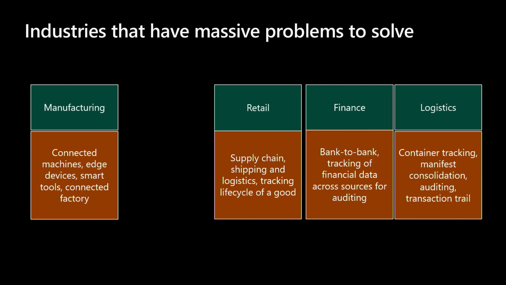These aren't all the industries, by the way, but things like manufacturing, retail, finance, logistics. They have these massive problems that you can create small solutions for, and then they can actually take to scale. So if manufacturing, for instance, connected machines, the connected factory, that gets talked about a lot. Retail, things like supply chain, shipping and logistics, tracking life cycle of a good, really thorny problems for retail.